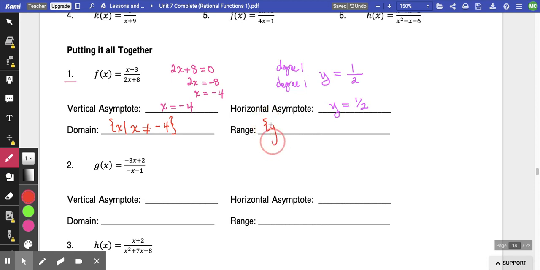For our range, similarly, it's going to be all real numbers except for those that are listed as the horizontal asymptote. So this would be y such that y does not equal 1/2.